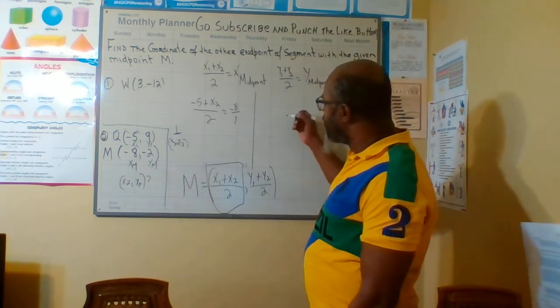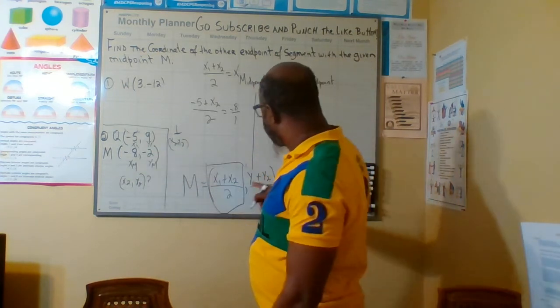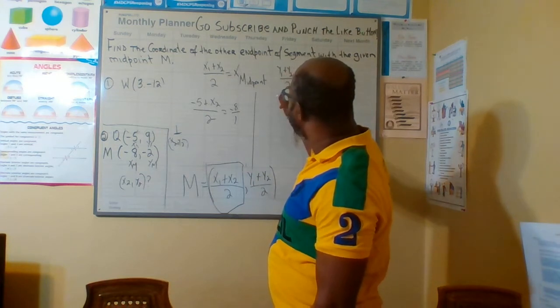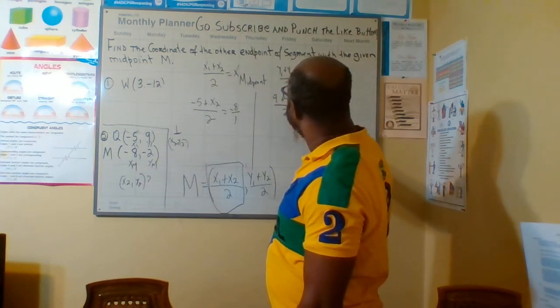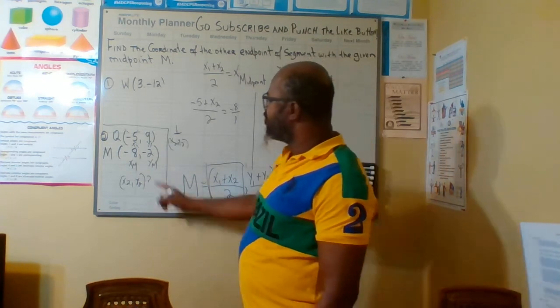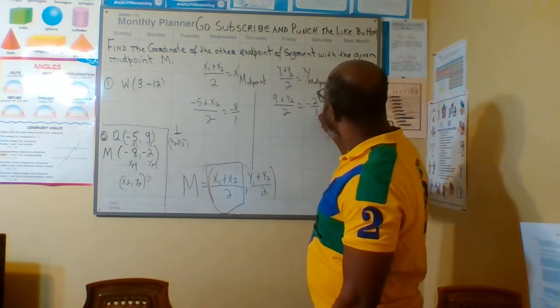I'm going to do the same model to get my y separately. So I'm going to replace it there: y1, which is 9, plus y2, which I don't know, over 2, is equal to the y coordinate of the midpoint. The y coordinate of the midpoint is negative 2. And put this over 1.